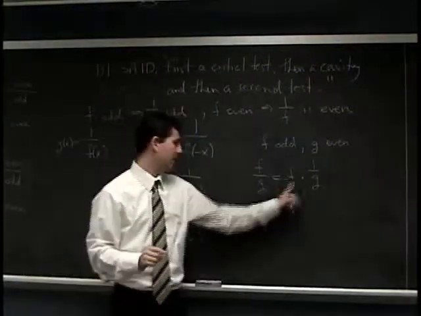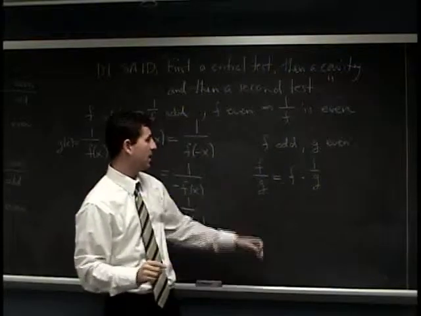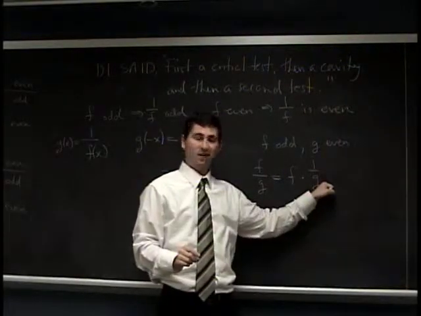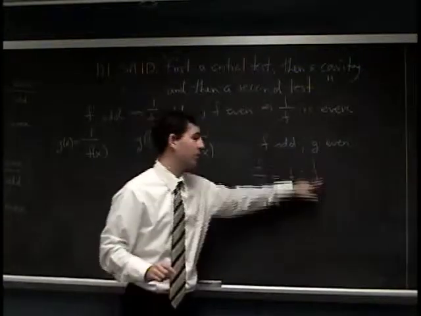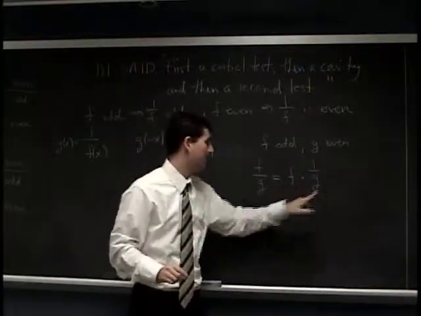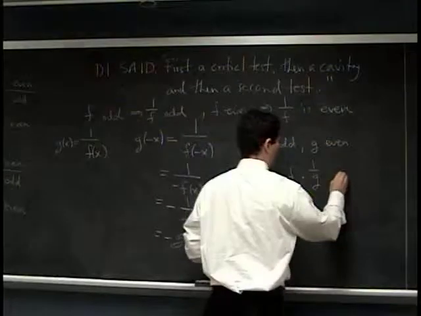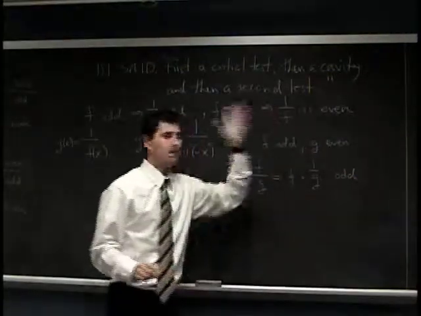And now, instead of thinking, oh, I have an odd divided by an even, I have an odd times an even. Right? Because we knew if g was even, then 1 over g is even. So I have an odd times an even, and now I can go to my table, and I think, odd and even is odd. So this is going to be odd. So an odd divided by an even is odd.